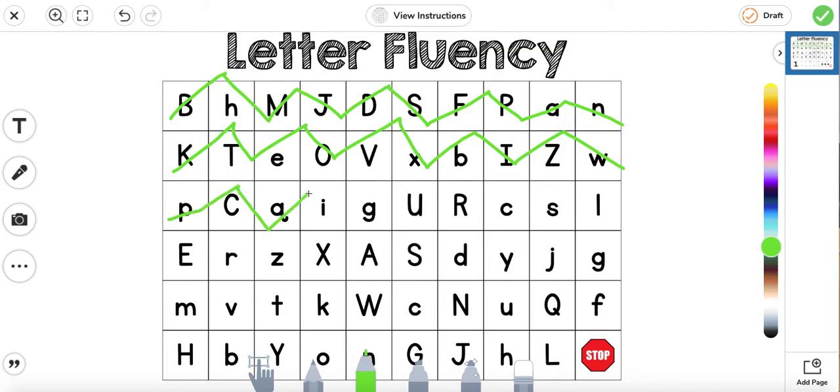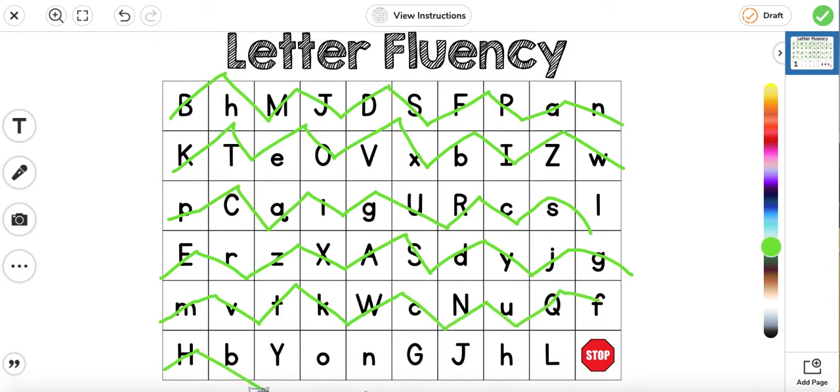P, C, Q, I, G, U, R, C, S, L. E, R, Z, X, A, S, D, Y, J, G. M, V, T, K, W, C, N, U, Q, F. H, B, Y, O, N, G, J, H, L, and stop. Great job, boys and girls.